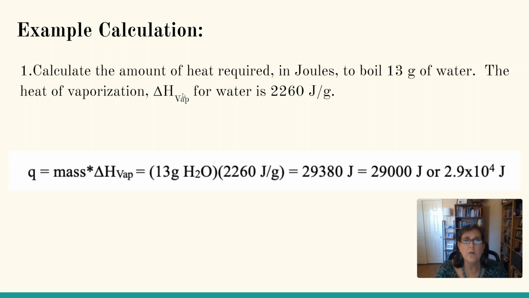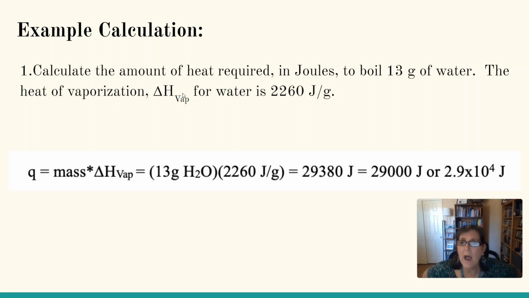So we have 13 grams times 2,260 joules per gram equals 29,380 joules. But pay attention to sig figs. Because of the 13, we only have 2 sig figs, so we have to round.